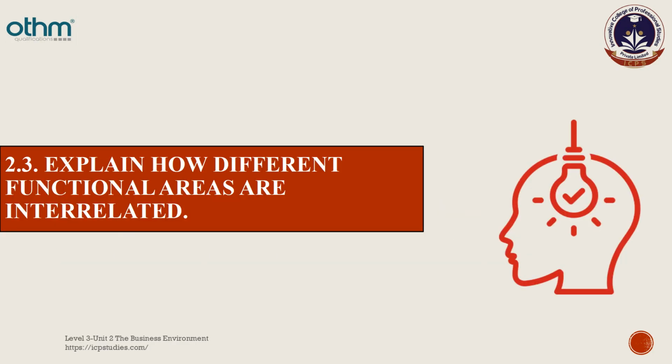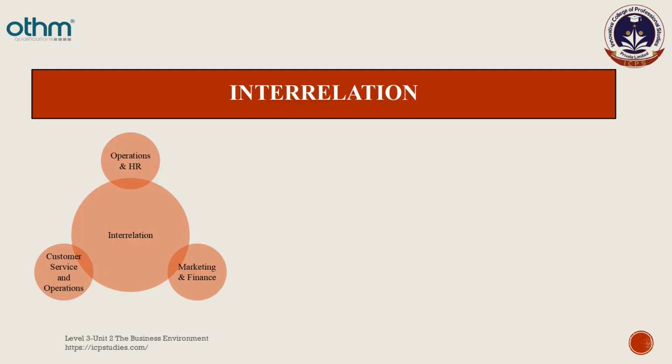Now we have the third assessment criteria of the second learning outcome, and in this assessment criteria, I will try to explain to you how these functional areas are interrelated with each other. Okay, so now in this slide, I will explain how different business functions are interrelated with each other. What are the connections between them? Here you can see in the picture that there are total six basic functions of the business, and I have made total three combinations of all these six business functions.